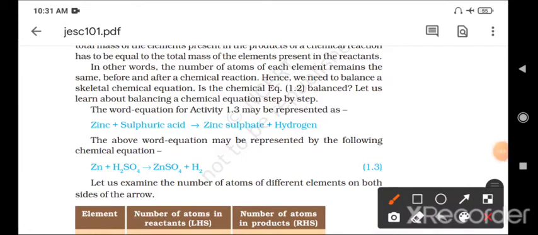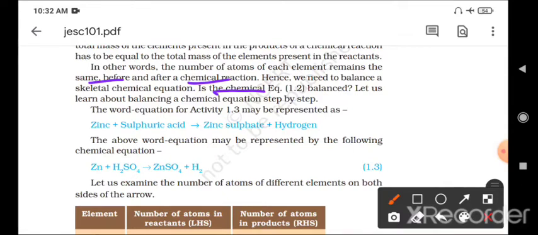In other words, the number of atoms of each element remains the same before and after the chemical reaction. Hence, we need to balance the skeletal chemical equation. If the atoms before and after the reaction are not the same, then you have to balance that chemical equation. Let us learn about balancing chemical equations step by step.